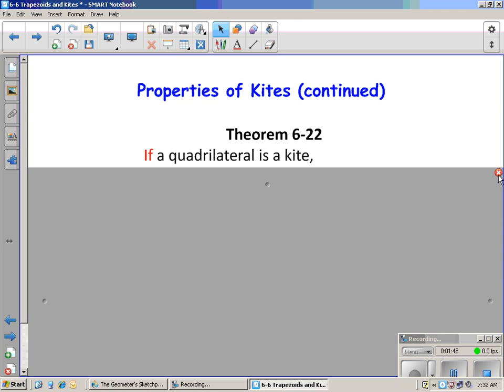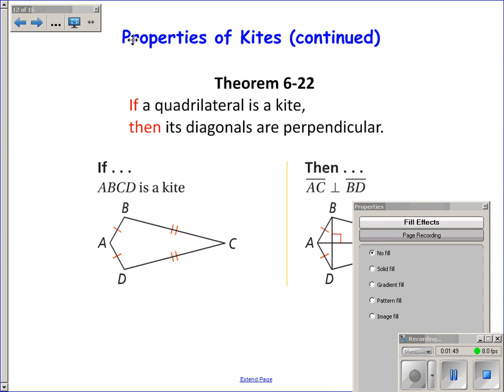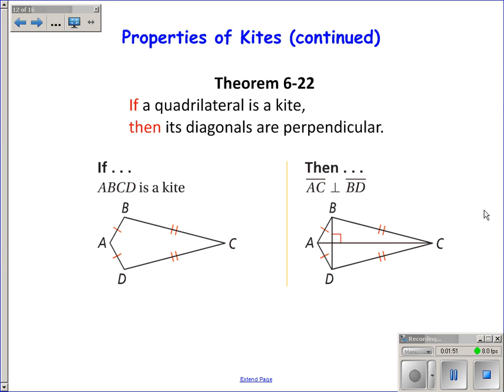And that's the first property of kites that I want you to know: if a quadrilateral is a kite, then its diagonals are perpendicular. Now that's a theorem in the textbook. The next two properties that I want you to know are not theorems in the book. They're not even mentioned in the book, but I want to point out two other theorems that I've found useful as I'm finding angle measures in kites.